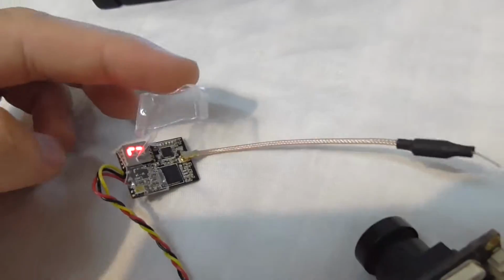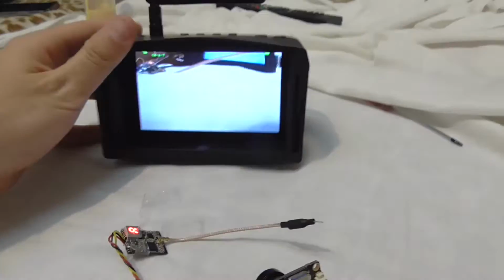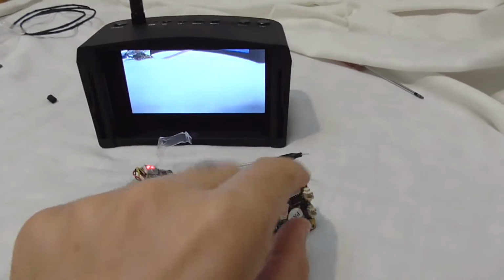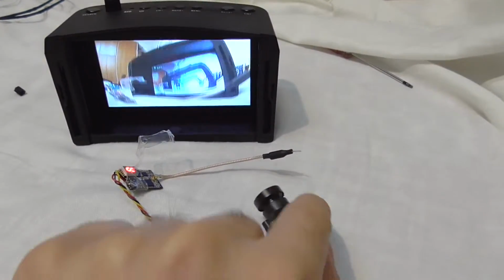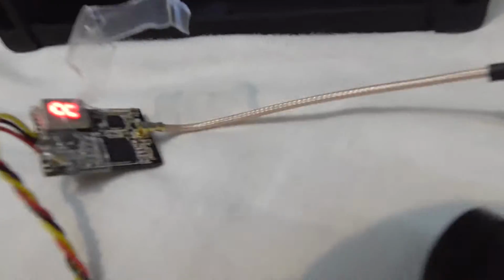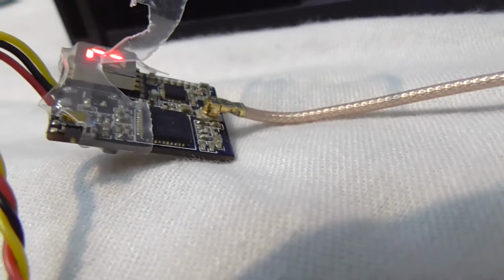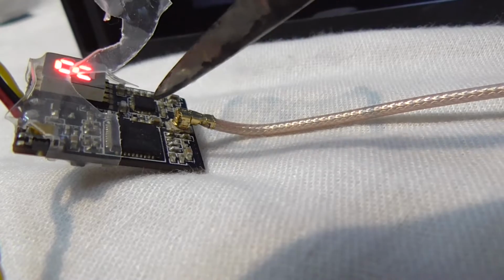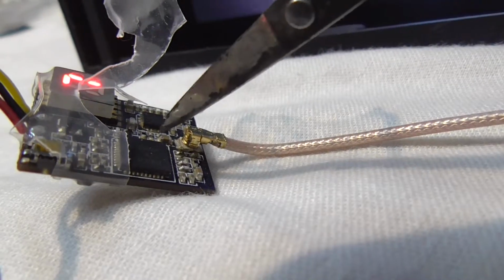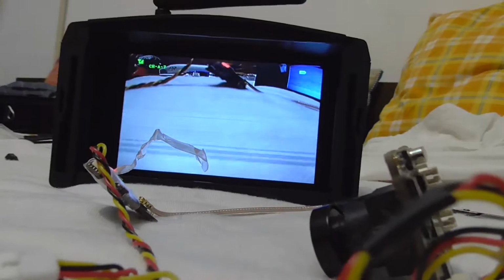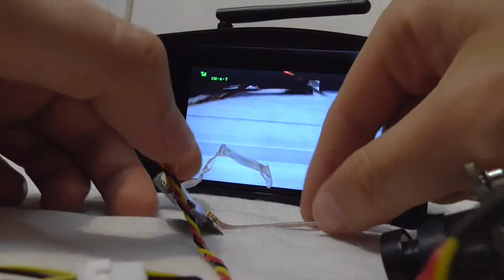The heat shrink is partially removed. And yes, we have image. So the metal portion of that antenna, this one, was making contact with that component. Let's try to recreate that problem.